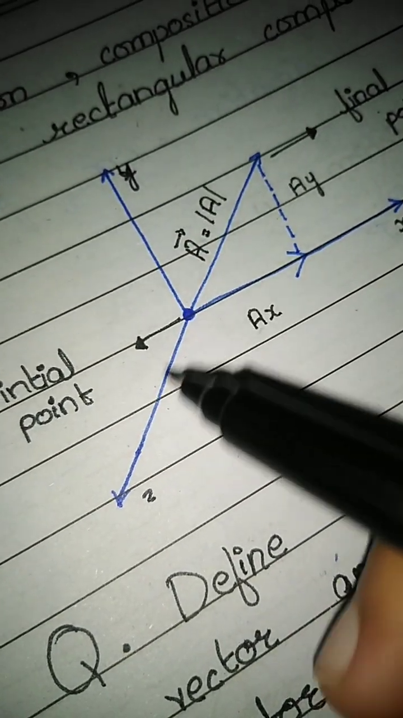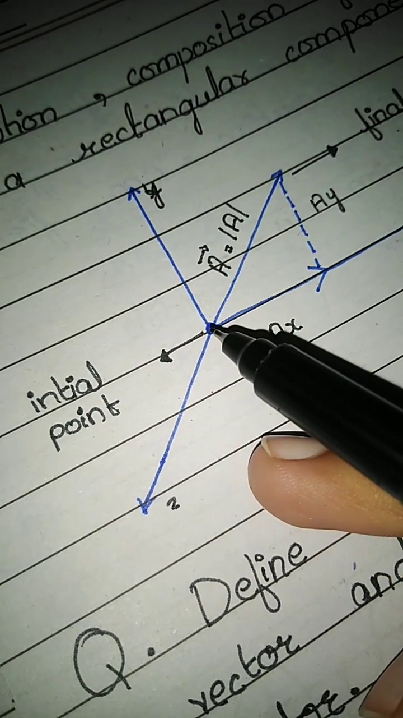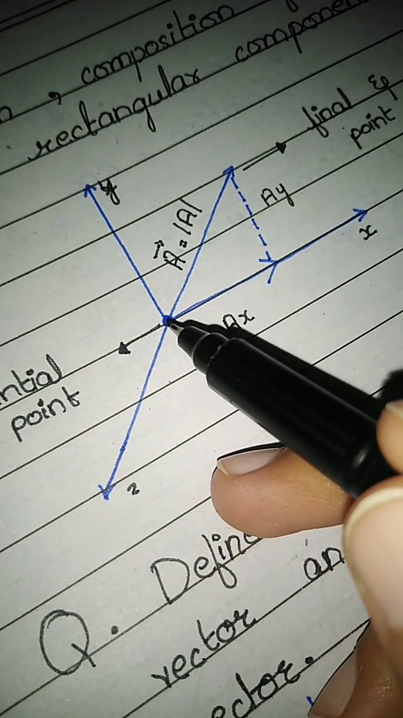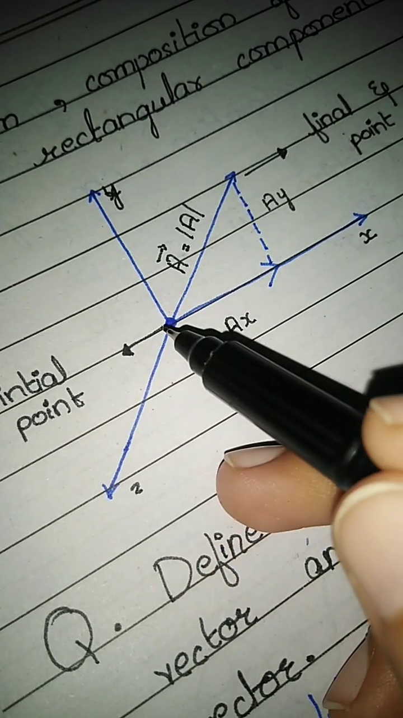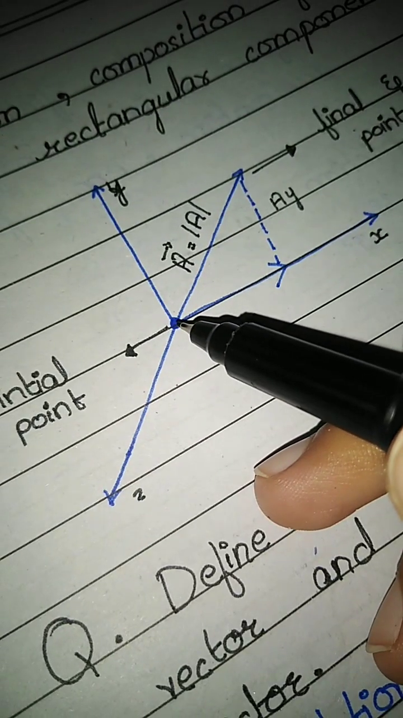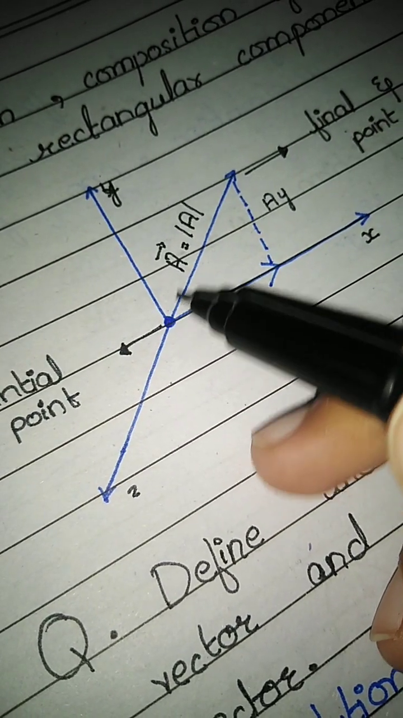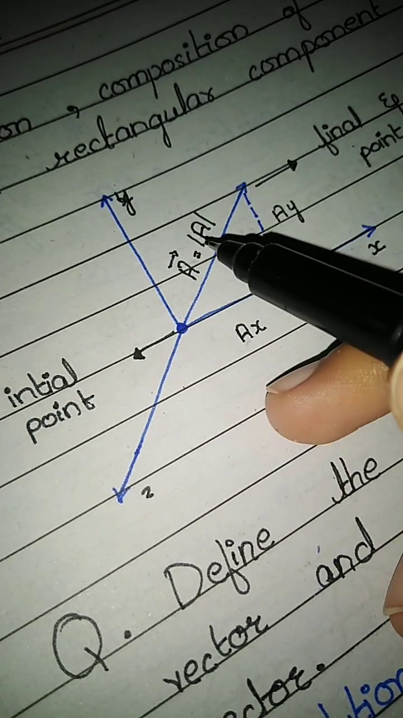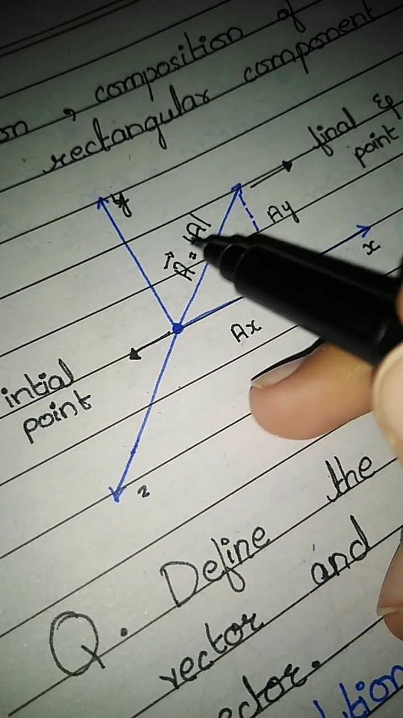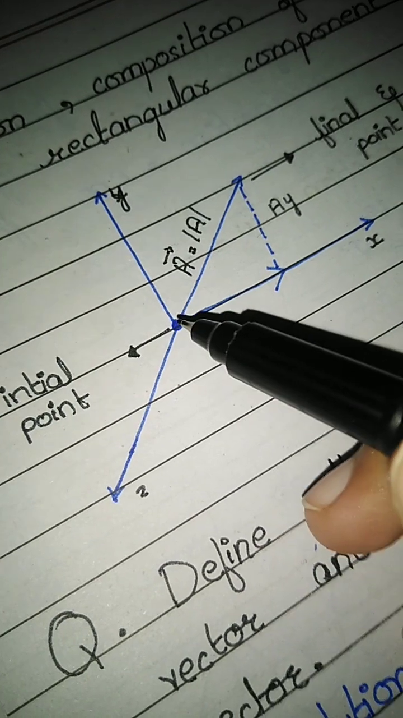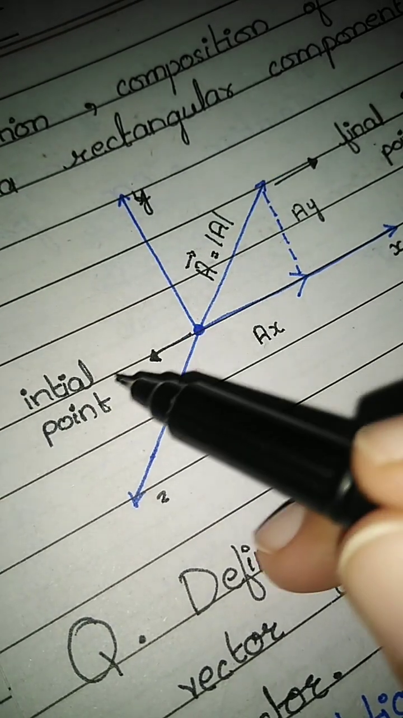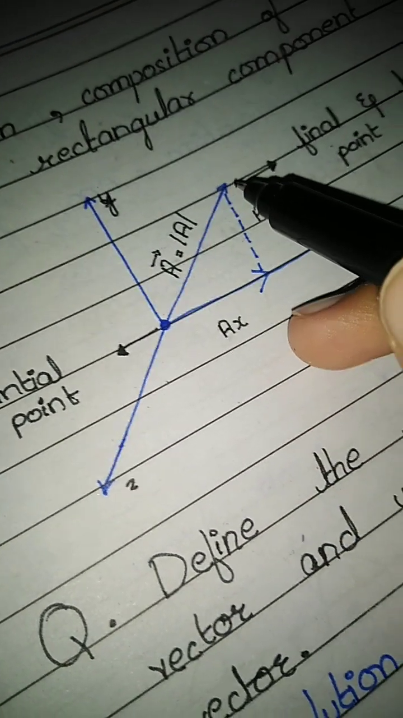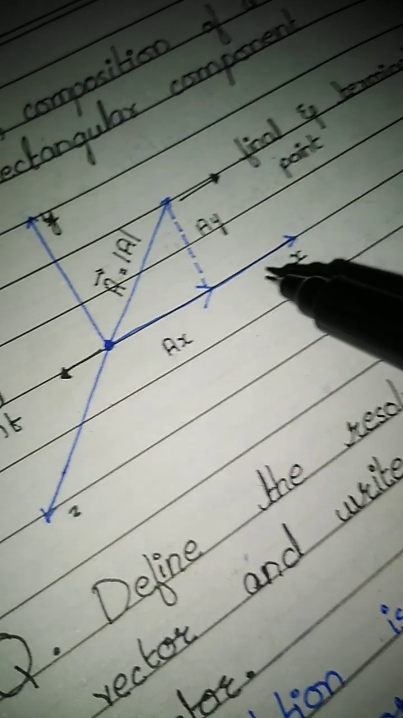Let's talk about this figure first. As we know, this is the y-axis of a plane, this is the x-axis, and this is the third dimension, the z-axis. Now, from here, the initial point, the origin, there is a line that goes towards the x-axis, or goes this way, that is taken as a vector. This point is known as the initial point or the origin point. This point is known as the final or terminal point.